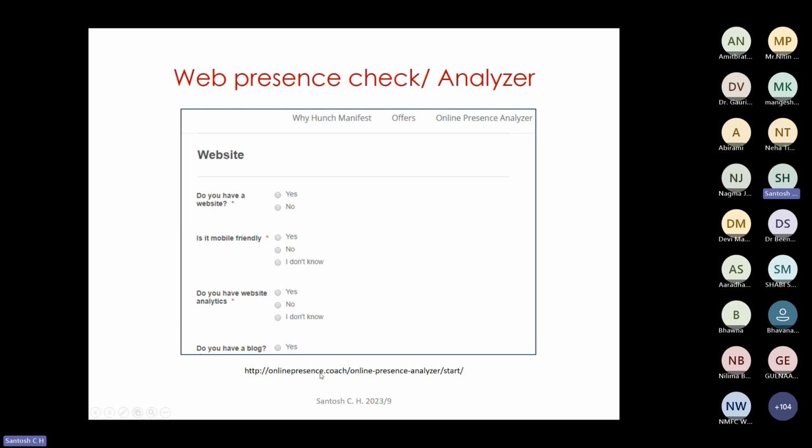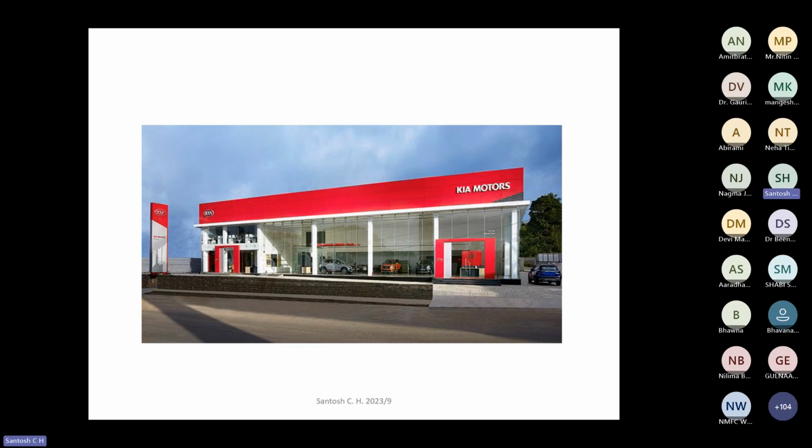So here I have given you one link. You can even Google how to check your visibility online.